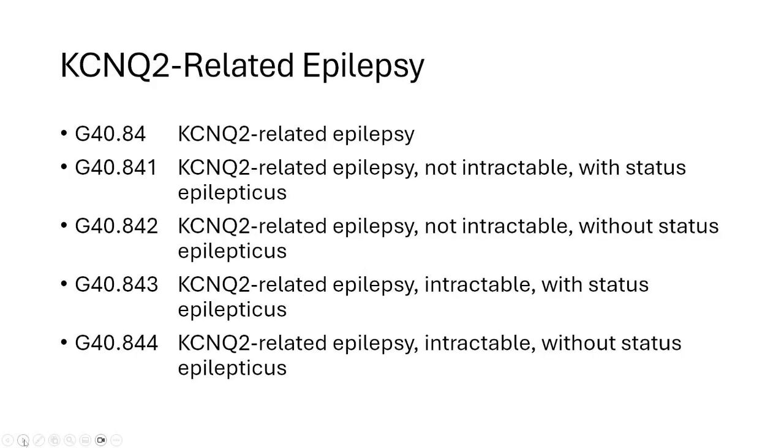I separate it out so that it is between not intractable or intractable. And then is there an, I have a hard time saying this word, epilepticus status or not? So we have not intractable with or without the status. I'm not even going to try to say that word again. Or we have the intractable with or without that status. So expanding from one code to 4 codes.